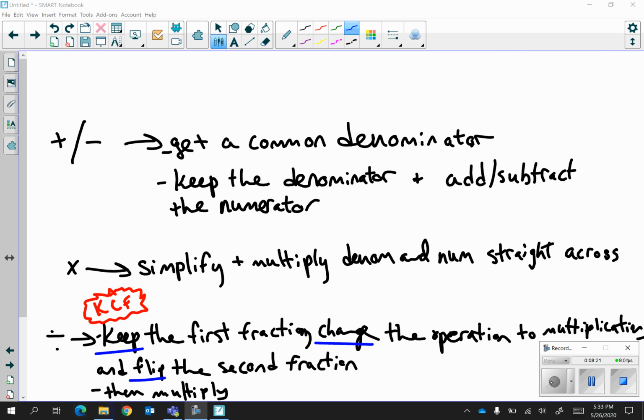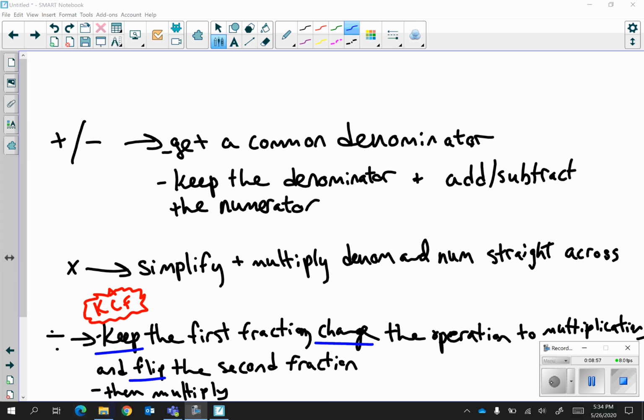So to sum things up, when you're adding and subtracting, get a common denominator by looking for the LCD, keep the denominator and add or subtract the numerators. For multiplication, simplify first, usually it's helpful, and then multiply the denominators and numerators straight across. And then for division, you're going to KCF, keep, change, flip. Keep the first fraction, change the operation to multiplication, and flip the second fraction. And then just multiply the two fractions together.